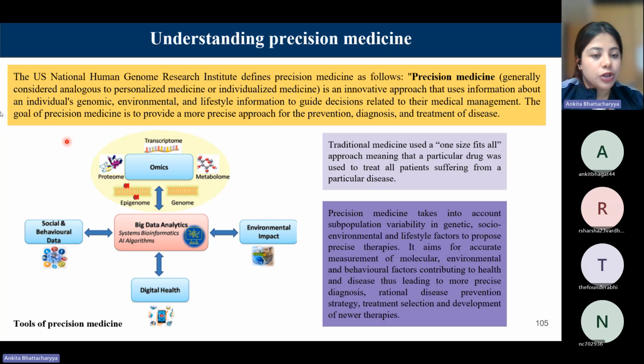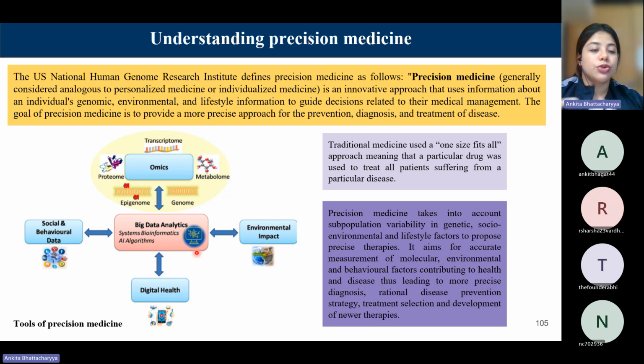There are different tools of precision medicine. For example, you use the social and behavioral data of patients. You use the omics data of the patient, whether it is their transcriptome data, which means their RNA information, their metabolome data, their genomic data, their epigenomic data, and their proteome data all together. And you use information from digital health and the information of the surrounding environment.